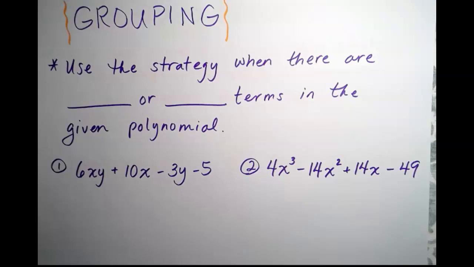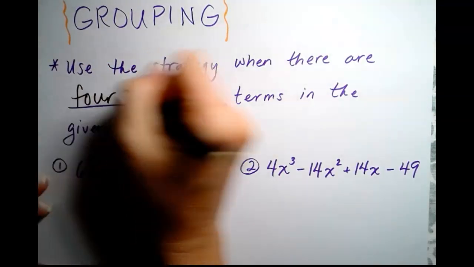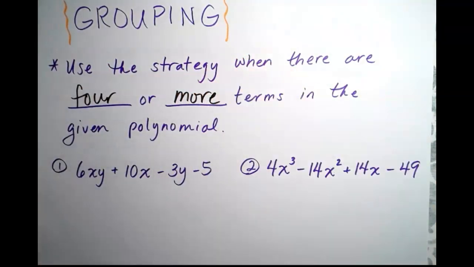The next strategy is grouping. And we use the strategy when there are 4 or more terms in the given polynomial. So for our purposes, we're only going to see polynomials with 4. If you take college algebra, you will probably see some that have 6 and more. But that's the strategy that you want to use when you have 4 or more terms.